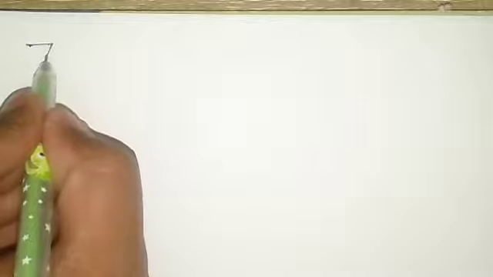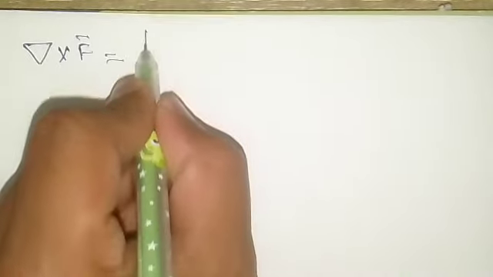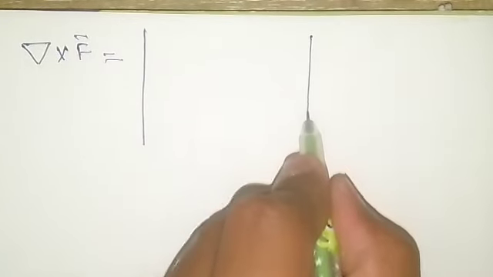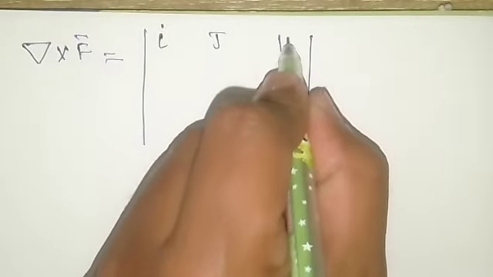So as you know very well, del cross f we have to find like that, the determinant of i, j and k.